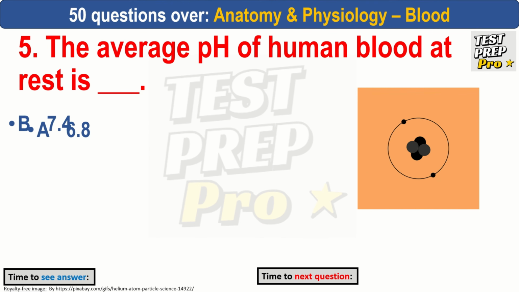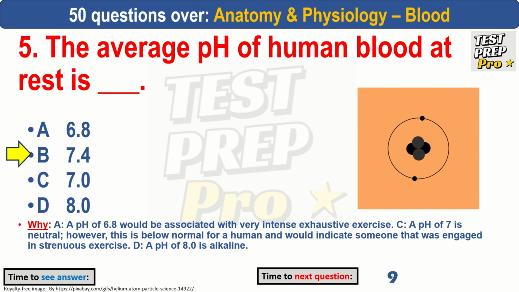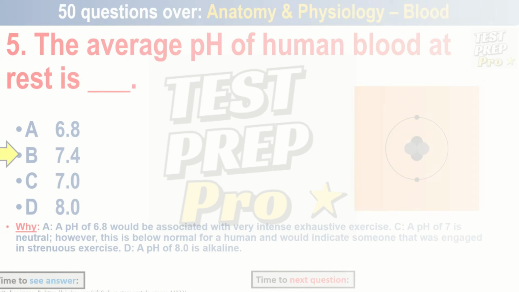The average pH of human blood at rest is blank. The pH is a measure of how many hydrogen ions you have typically in a given area. Is it A, 6.8, B, 7.4, C, 7.0, or D, 8.0? So what is average blood pH? It'd be 7.4. Now, when your blood pH becomes more acidic than this, it tends to make you breathe faster. And when it's more alkaline than this, it'll naturally make you breathe slower.